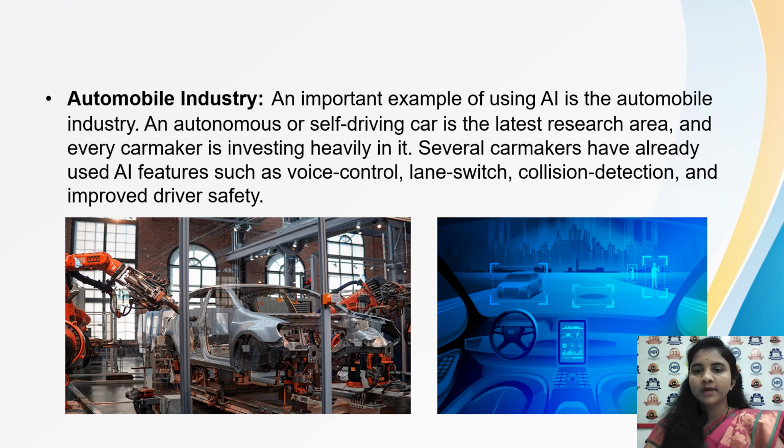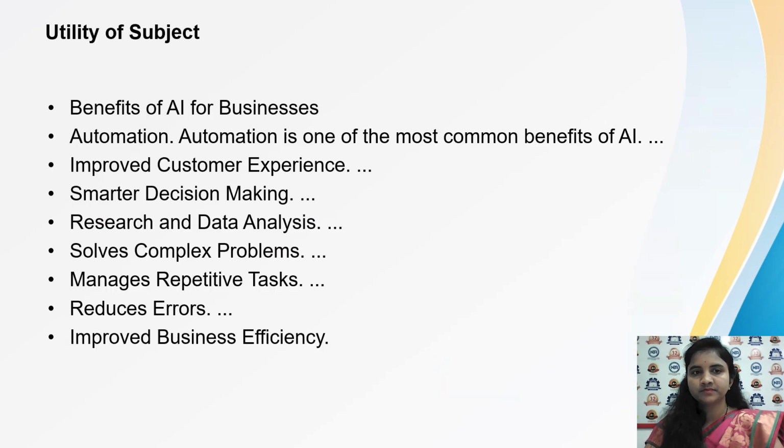Next is the automobile industry. An important example of using AI is the automobile industry. An autonomous or self-driving car is the latest research area, and every car maker is investing heavily in it. Several car makers have already used AI features such as voice control, lane switch, collision detection, and improved driver safety. Self-driving car is the most trending example of artificial intelligence.